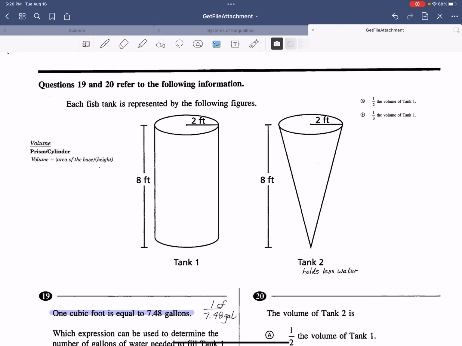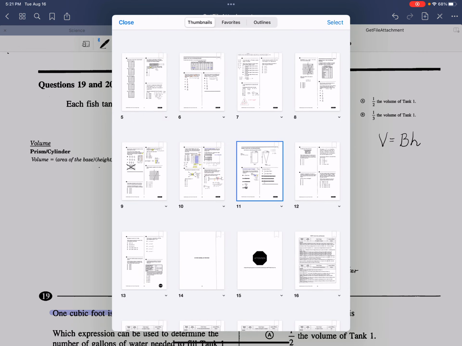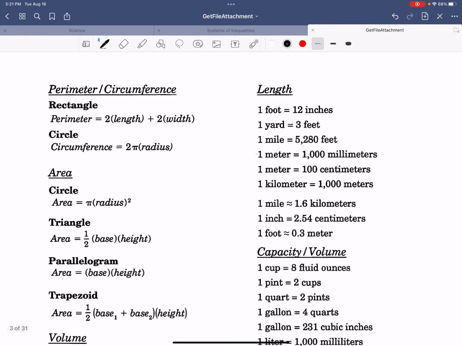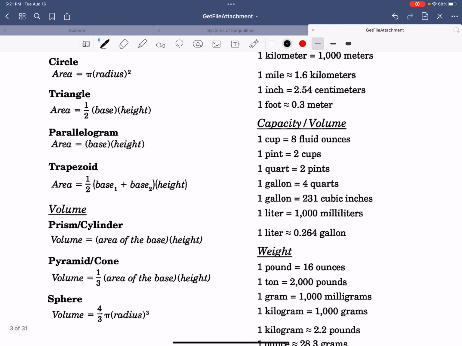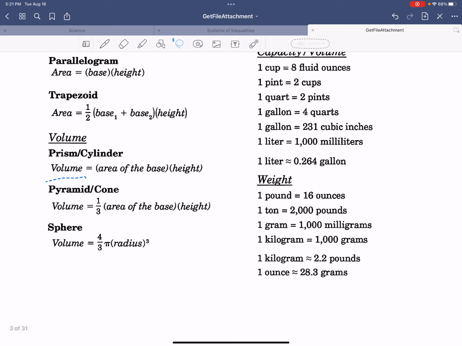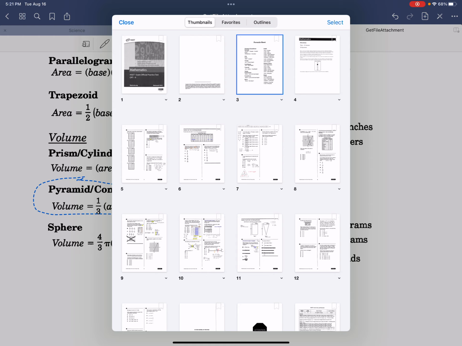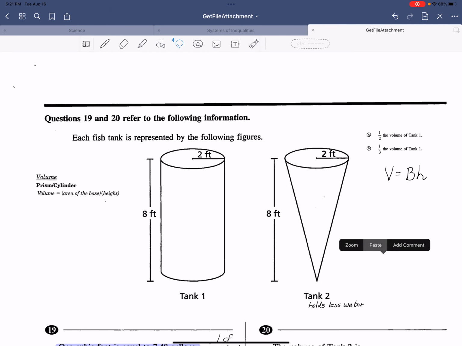Now I already have the one for tank 1. Tank 1 is V, volume, equals the base area times the height. That is for tank 1. That's for the cylinder. So I'm going to go back to my formula page and get the formula for the cone. So here's the cone. Volume of a cone is right here. Also works for a pyramid, the way these are written. So I'm going to bring this back to my work page, and I'll paste it over here.